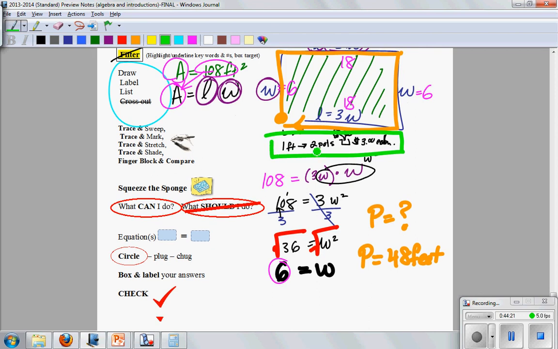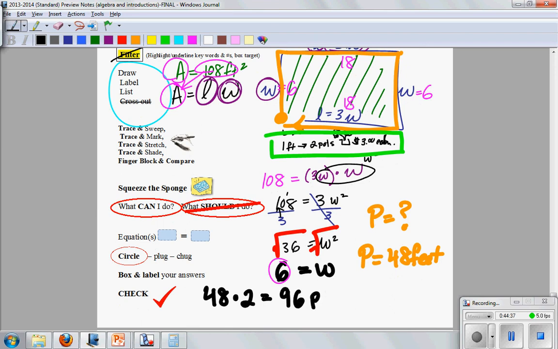And it says for every square foot, I want 2 pots. So I have 48 square feet. For every foot, 2 pots, so times by 2. Of course, that gets me 96 pots I'm buying. They're at $3 each. So we're going to go 3 times 96.